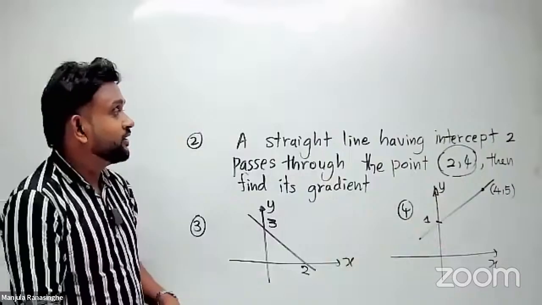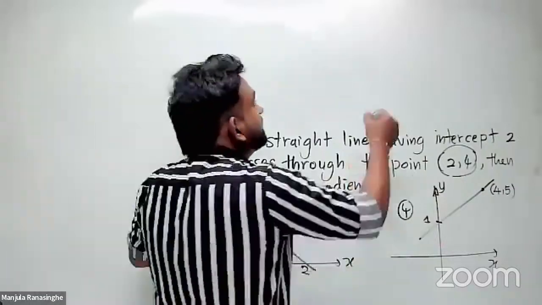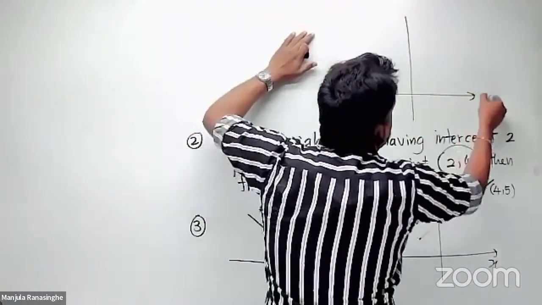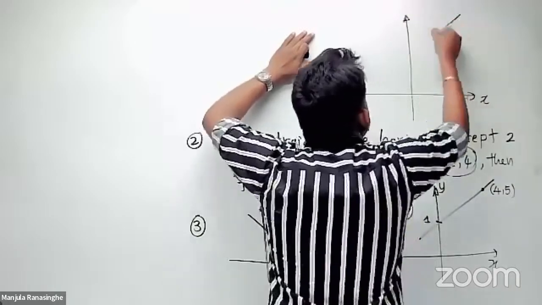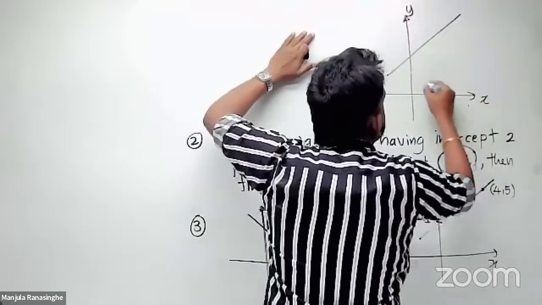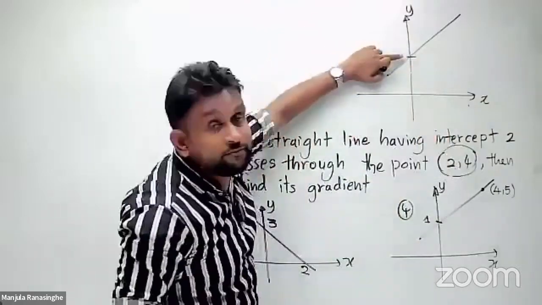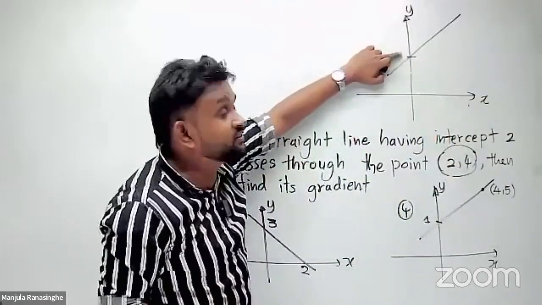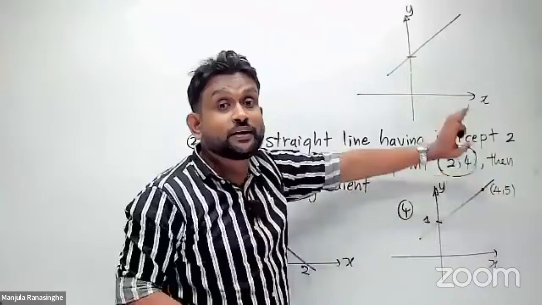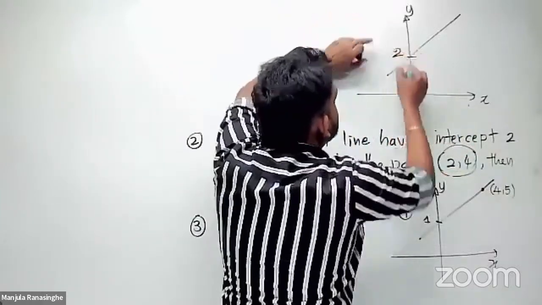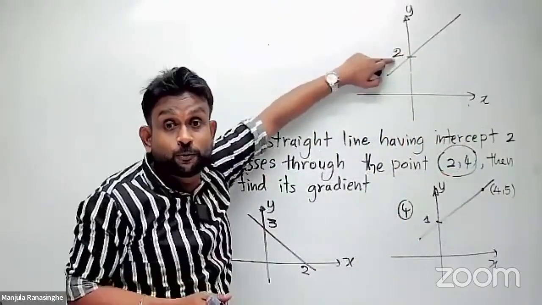Then what happened? Now I will tell you what happened there. Intercept means what? You know that intercept means where the graph cuts the y-axis, that y value. So what is the y value then? Intercept 2 means this height is 2. The y coordinate of this point is 2.